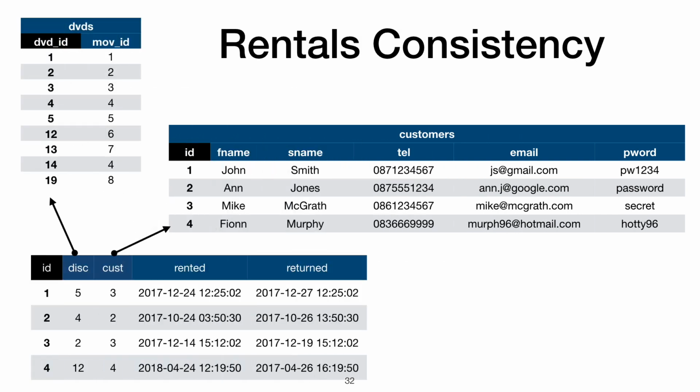Now, the same issue comes up here with the rentals table. If we look here at the bottom left, we have our rentals table where we have the ID, the disk, the customer, the date the disk was rented, and the date it was returned. Now, the disk here is a foreign key that points to the primary key of the DVDs table. And the customer here is a foreign key that points to the primary key of the customers table.